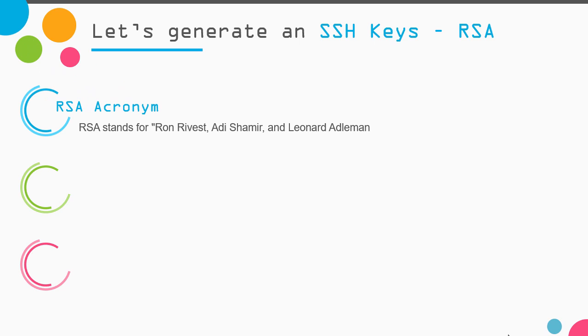RSA stands for Ron Rivest, Adi Shamir, and Leonard Adleman. So these are the three persons who first publicly described the algorithm in 1977. The RSA algorithm is widely used for secure data transmission, and it can be used to generate a public-private key pair.